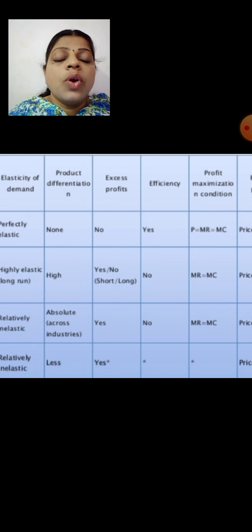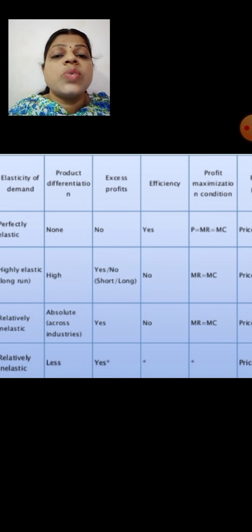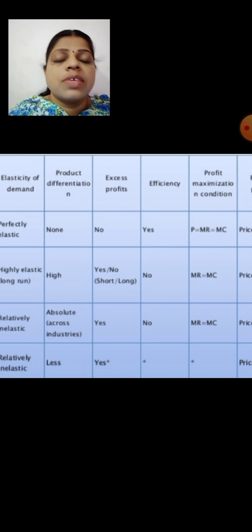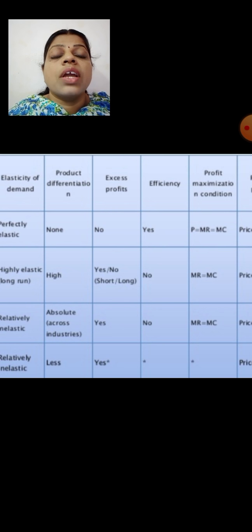Then in the monopoly market, more profits will be earned by the monopolist, because he is the one who determines the price and accordingly he can earn more profits. And the last one, the oligopoly market also, they can earn more profits.